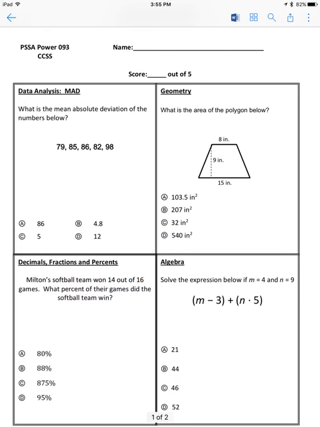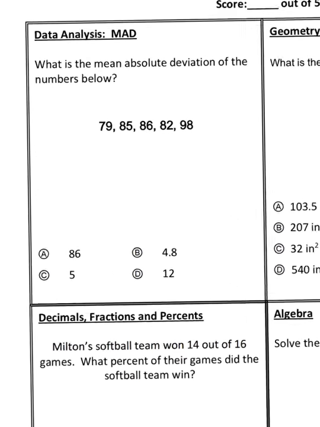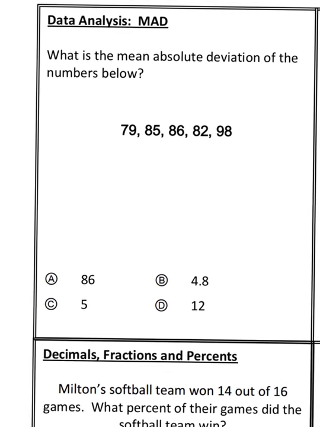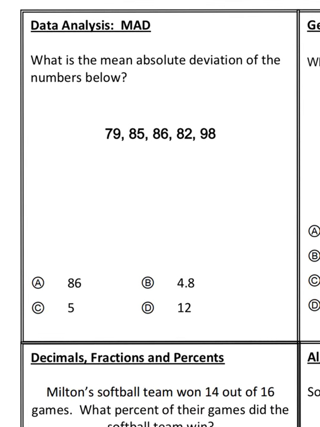Okay, it's time for PSSA Power 93, and in the first one we are going to start with mean absolute deviation. And remember, how to find mean absolute deviation, you have 3 steps. Step 1, you find the mean. Step 2, you subtract each number with the mean, and step 3, you find the mean again. You make your mean sandwich.